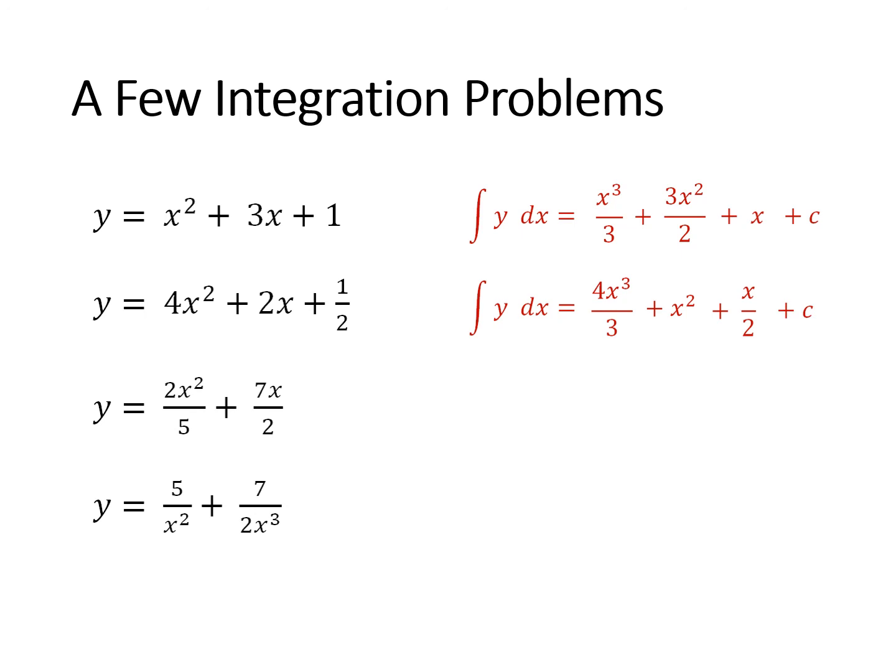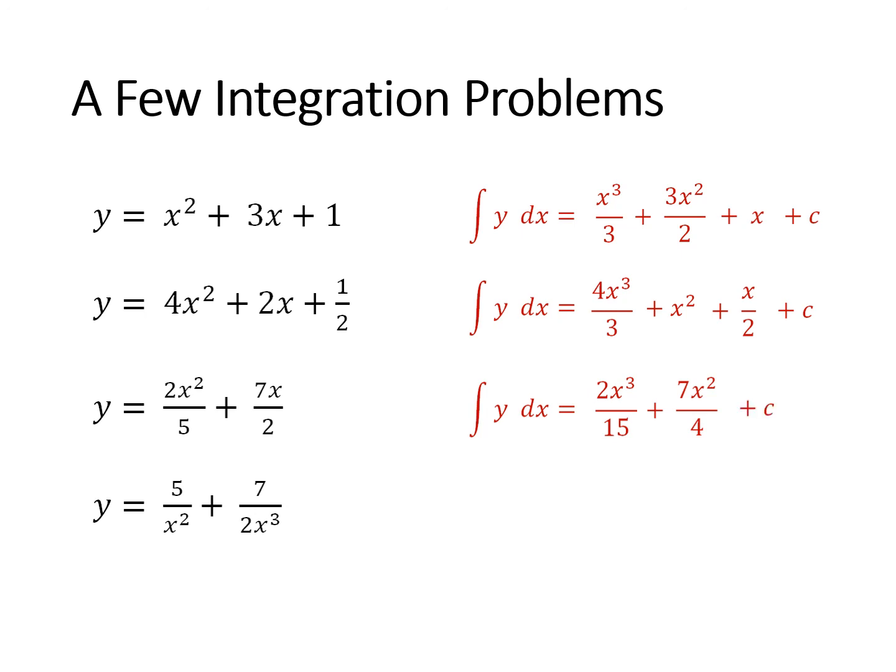The third question, y equals 2x squared over 5 plus 7x over 2. So we first of all write integral of y dx equals. Now we increase the power of x, it becomes 2x cubed, but we've got to divide this by 3, and we're already dividing by 5, so it ends up being dividing by 15. So it's 2x cubed over 15. The 7x over 2 becomes 7x squared, but we've got to divide by 2, and we're already dividing by 2, so we divide by 4.